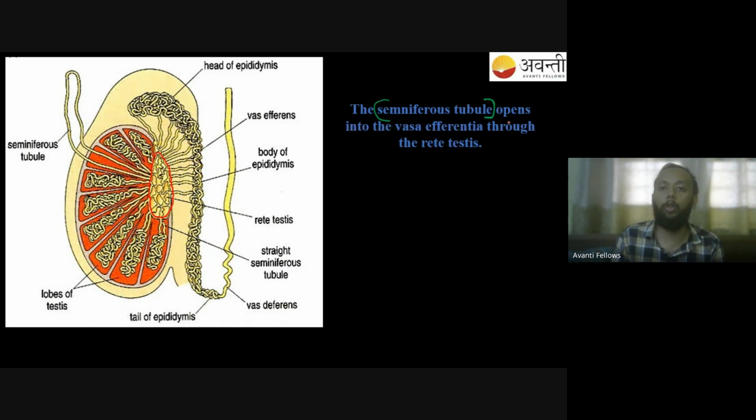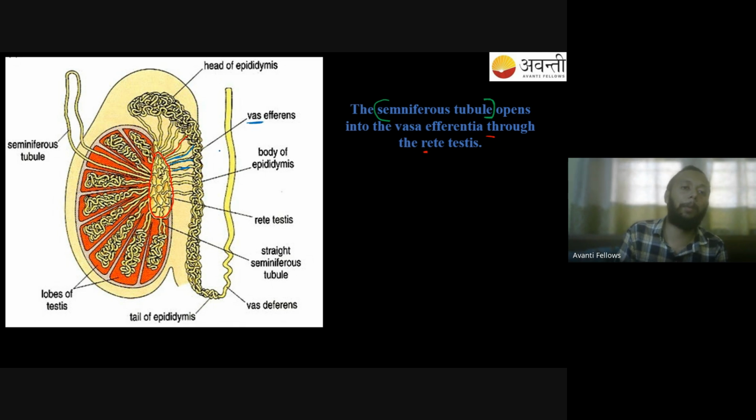So seminiferous tubules open into the vas efferentia through the rete testis. Right? That is something they have mentioned over here. They will get inside the vas efferentia. Now you can see the vas efferentia over here as well. This is a long structure. This is the bridge over here. The bridge that you see here is going to be my vas efferentia. This bridge that you see here is called the vas efferentia.